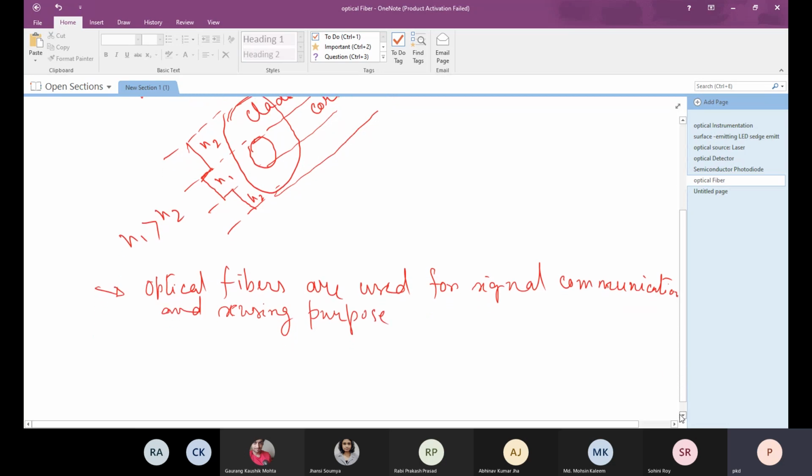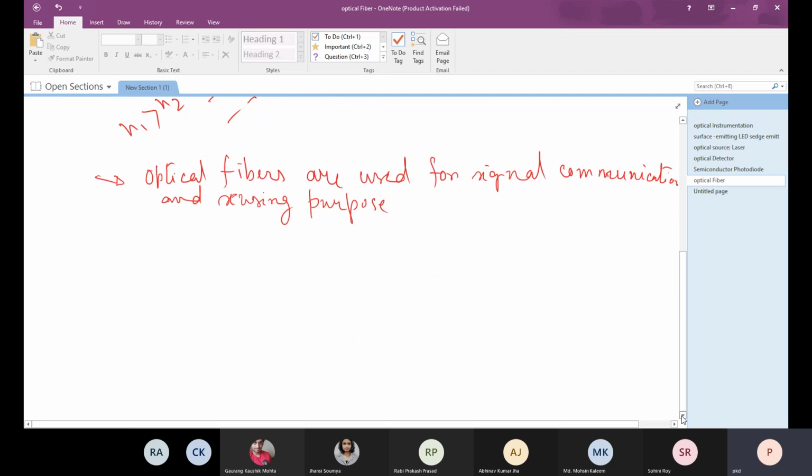So we will not discuss the detail of optical fiber here, just some of the key features of optical fiber we shall discuss before going to various kind of optical measuring principle applied for industry and other places, scientific and biomedical applications.